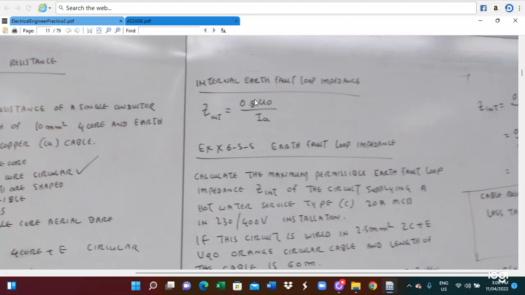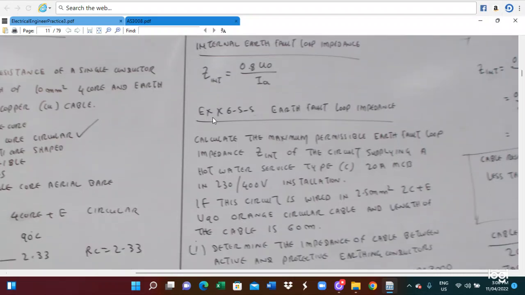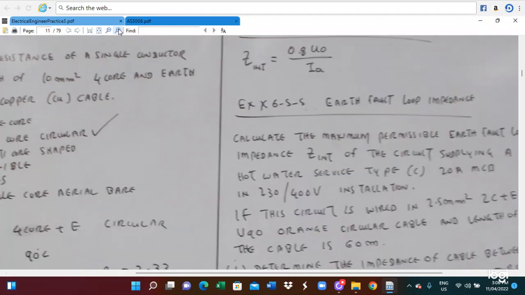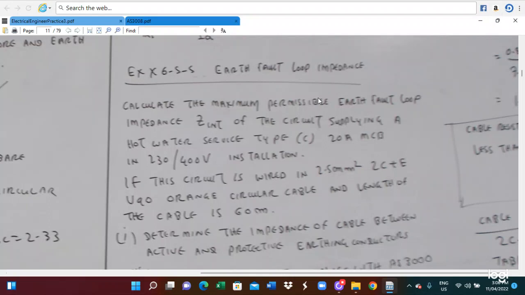ZIND is equal to 0.8 U0 divided by IE. So that's the equation. U0 is the nominal voltage, IE is the circuit breaker operating current, and this internal impedance you can calculate this way. So this problem we find out here.